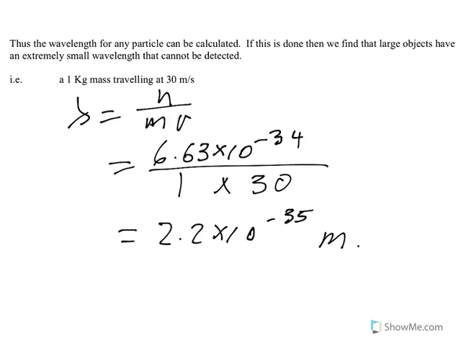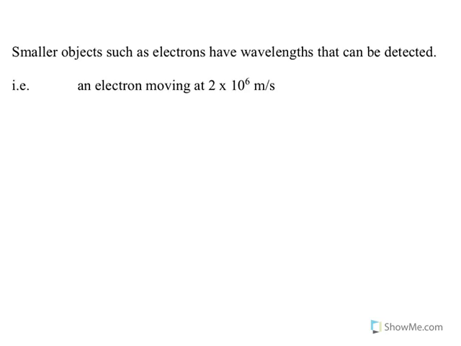which obviously is an extremely small wavelength, and probably something that, with the technology we have at this point in time, perhaps cannot be detected. But in terms of our particles, 1 kilogram is really heavy, and 30 metres per second is actually not that fast. So if we go down to something small like an electron, which we can get moving very fast, let's have a look at what the wavelength would be then.